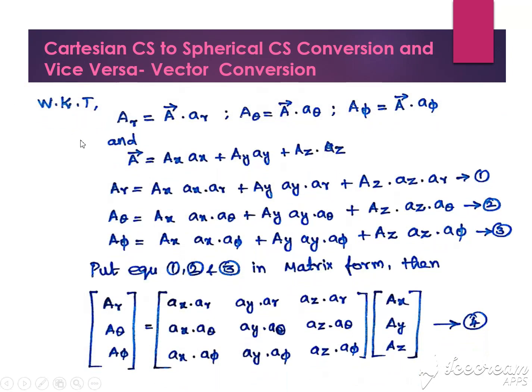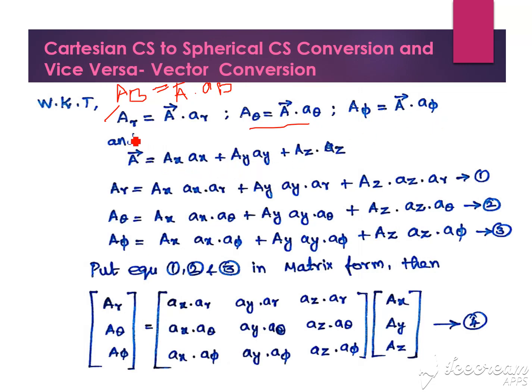As I explained in the previous lecture, in general we have A suffix B is equal to A vector dot AB. This is the general formula, the vector component of A on B. In a similar way we can write AR is equal to A vector dot AR, A theta is equal to A vector dot A theta, and A phi is equal to A vector dot A phi.